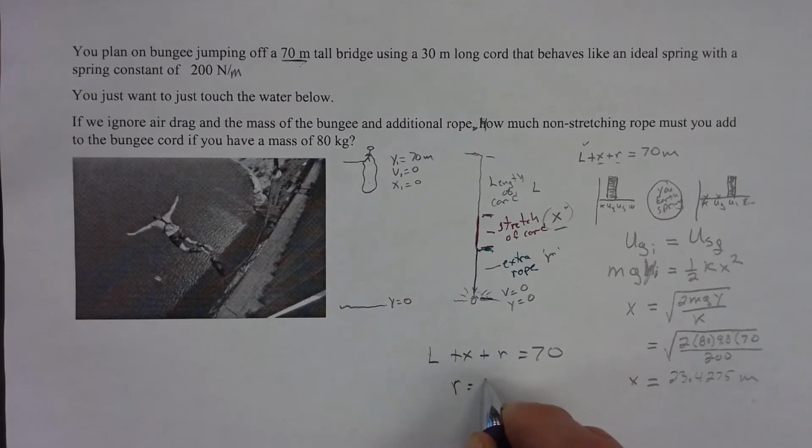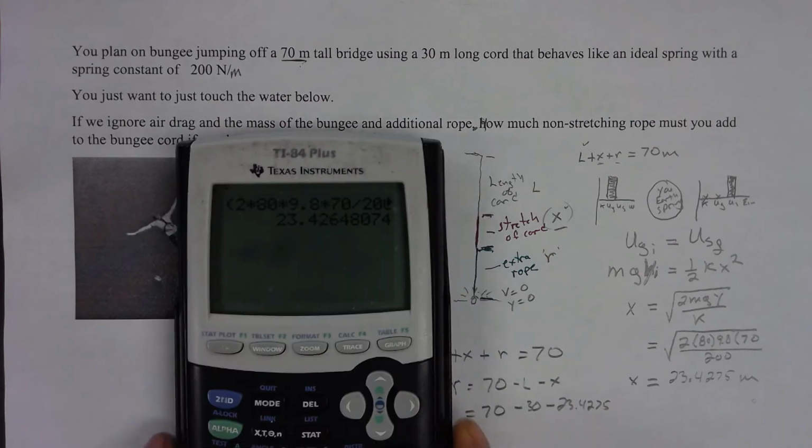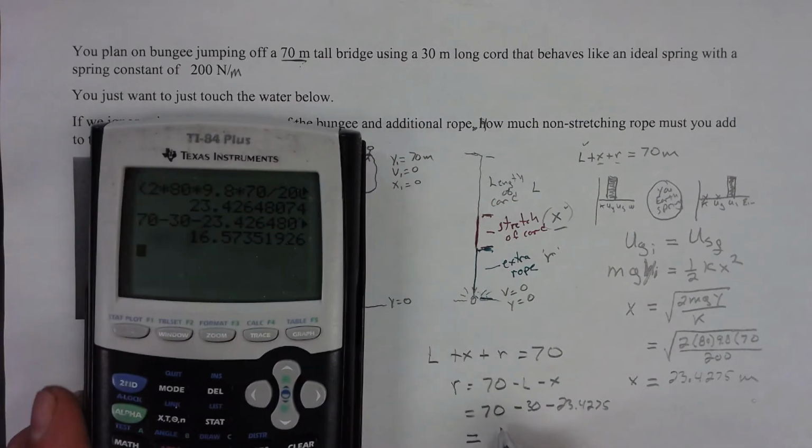Now I know that L plus x plus R equals 70. So R is going to be 70 minus L minus x. So 70 minus 30 minus 23.42 and so on. Plug that in my calculator. 70 minus 30 minus that. Boom. 16.6 meters is R. We only did one significant figure, so R is like 17 meters.